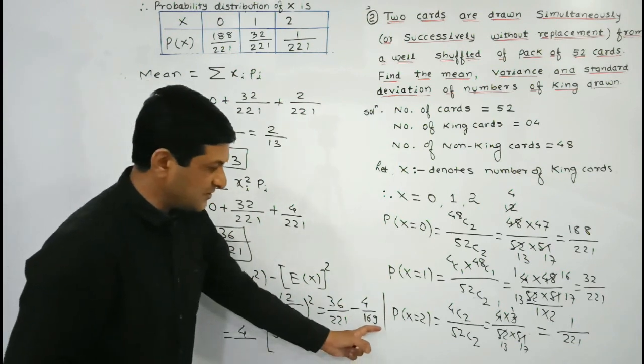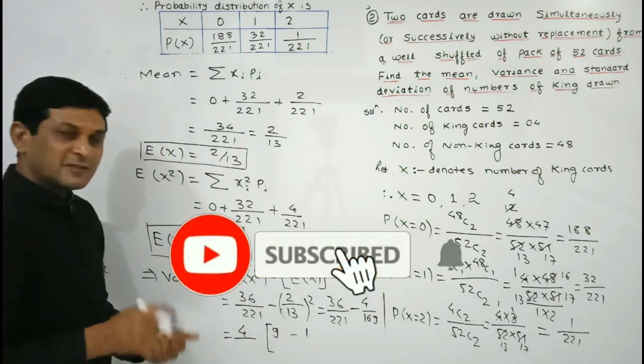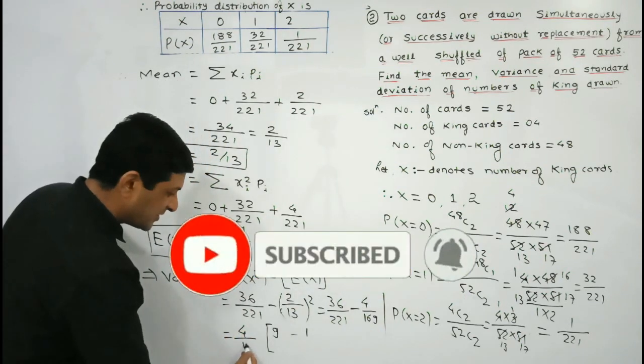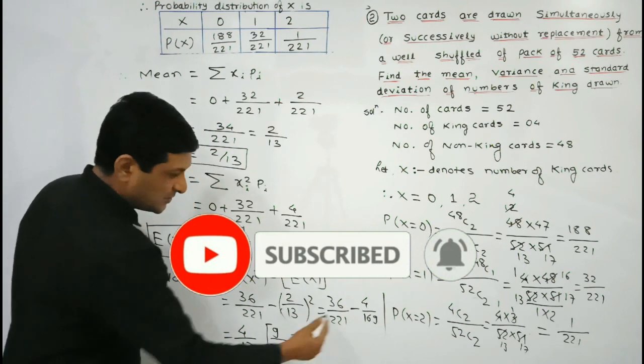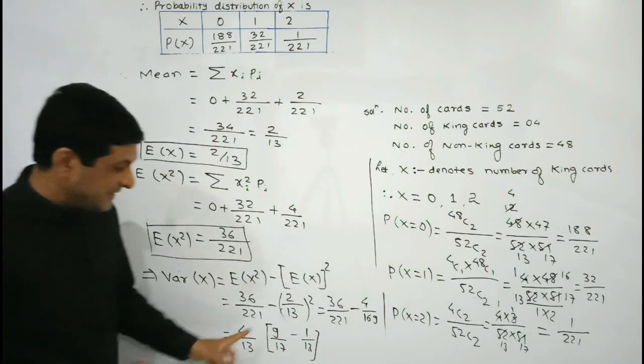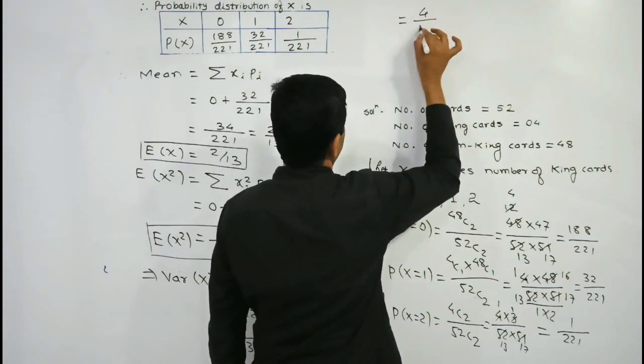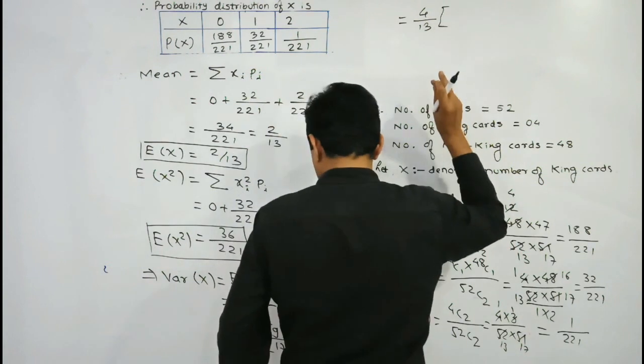The denominator 169 is also a multiple of 13, and 221 is also a multiple of 13. So from the denominator we are taking 13 common. Here we will get 17 and here we will get 13. Now let us simplify it. 4 upon 13, keep it as it is, 4 upon 13. Here we are taking cross multiplication.